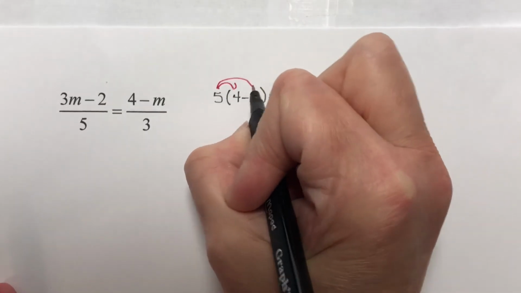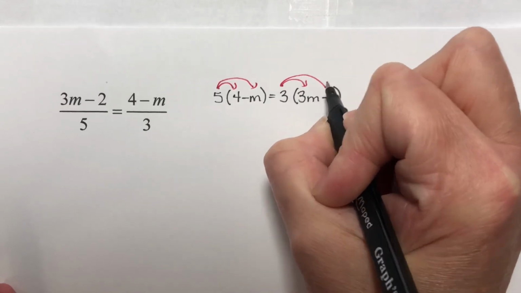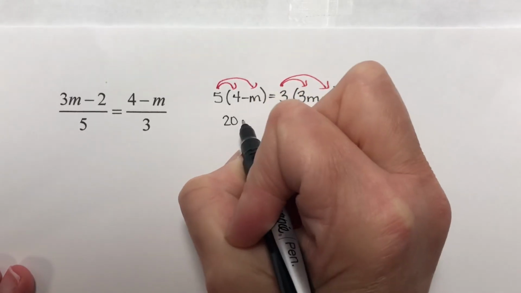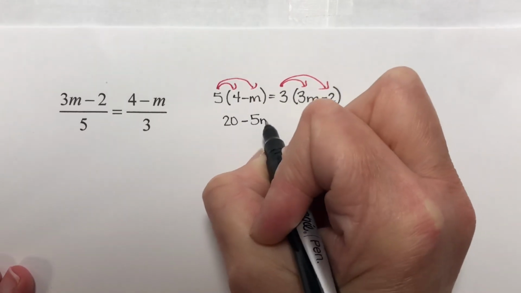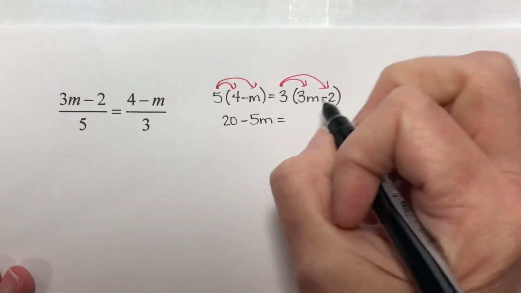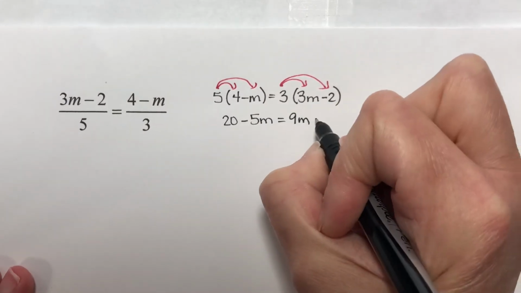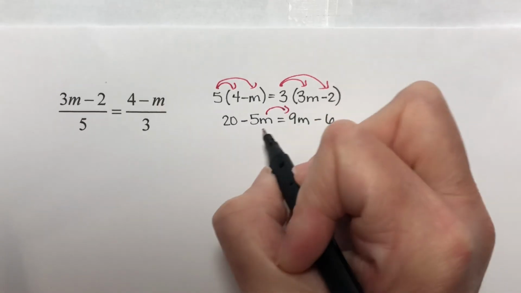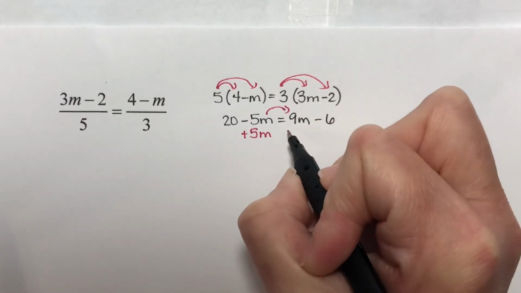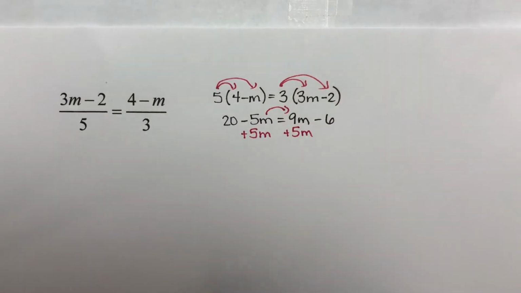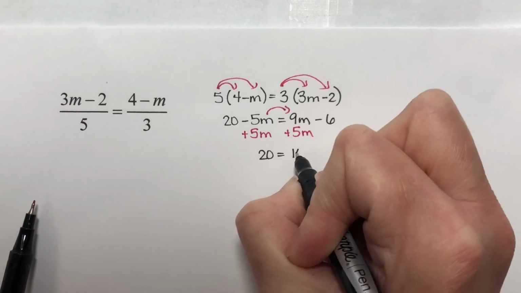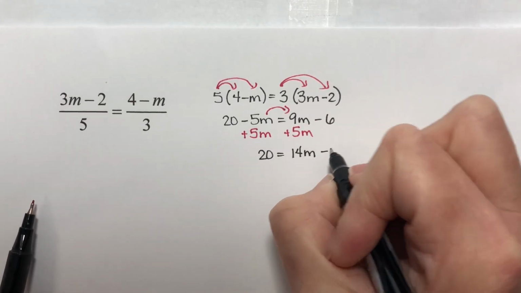Distribute. Five times 4 is 20. Minus 5 times m is 5m, equal to 3 times 3m would be 9m, minus 3 times 2 is 6. So let's get our variables together. Let's just move the 5m over here. So I'm adding 5m to both sides. I get 20 is equal to 14m minus 6.